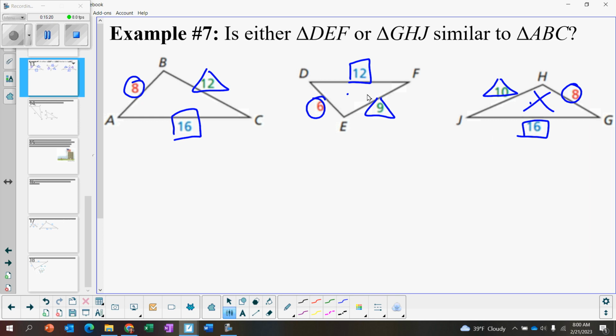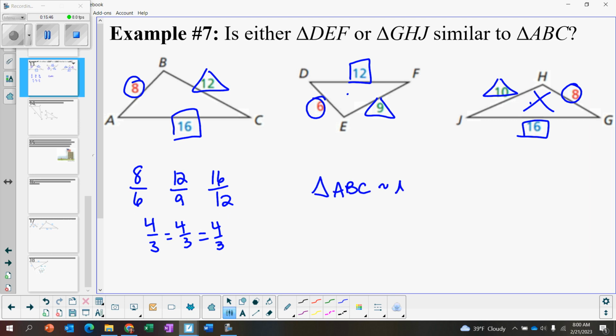So now I'm going to check this one. I'm going to go 8 over 6, 12 over 9, and 16 over 12. Oops, that's 20. So this is 4 thirds, this is 4 thirds, this is 4 thirds. So yes, we can say triangle ABC is similar to triangle DEF.